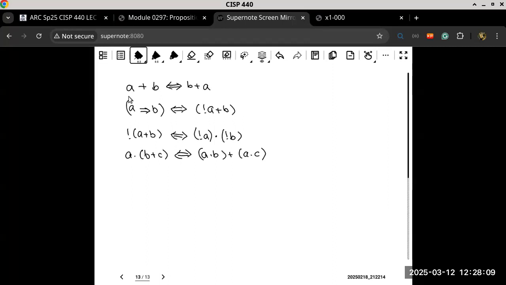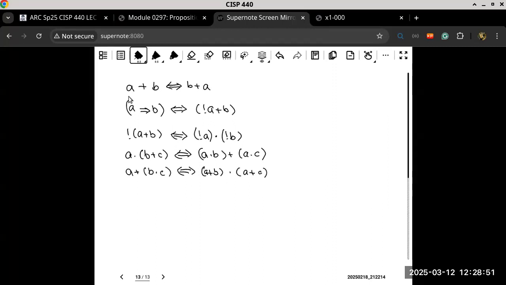Because A times (B plus C) is really the same thing as A times B plus A times C. That works in normal algebra. But in Boolean algebra, this also works: A or (B and C) if and only if (A or B) and (A or C). That does not work in normal algebra, but it does work in Boolean algebra.